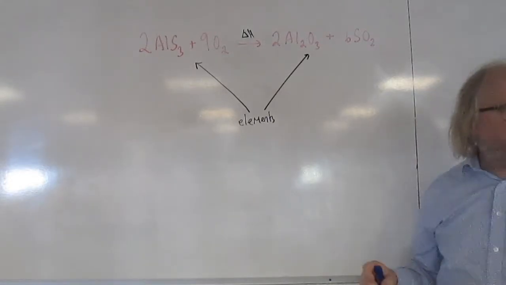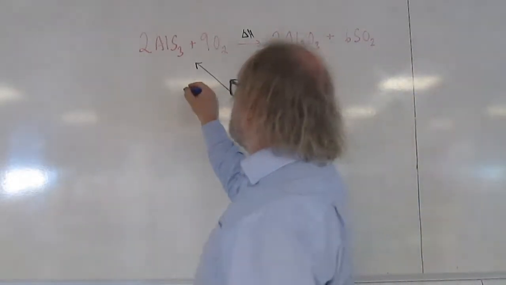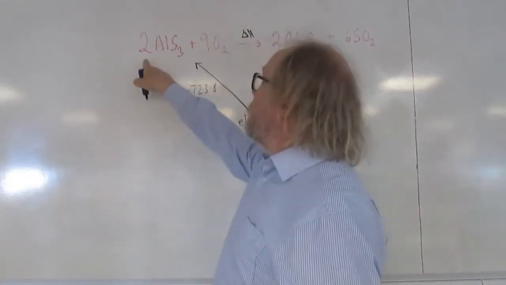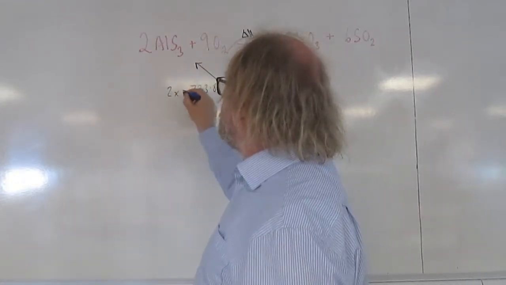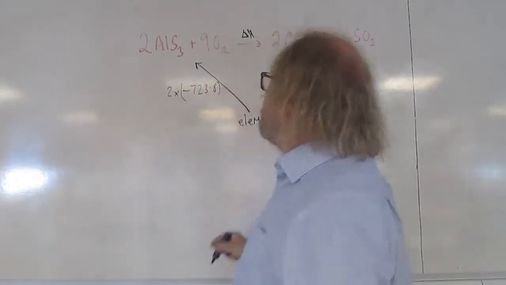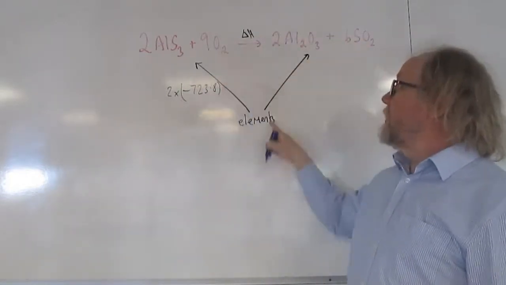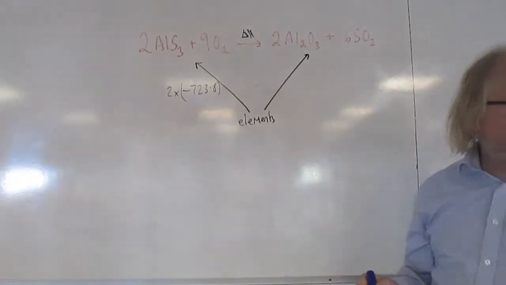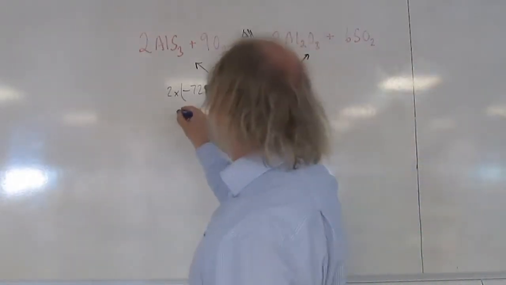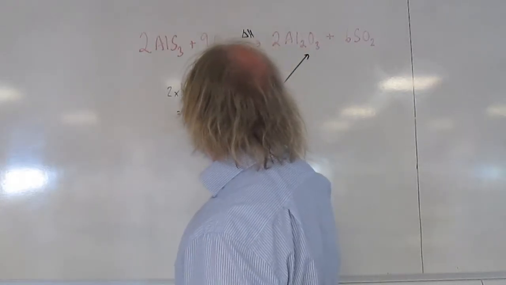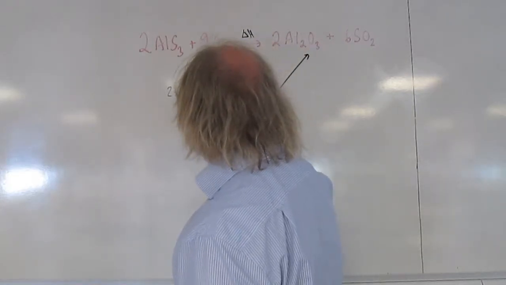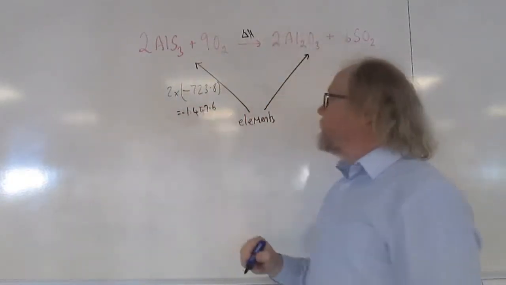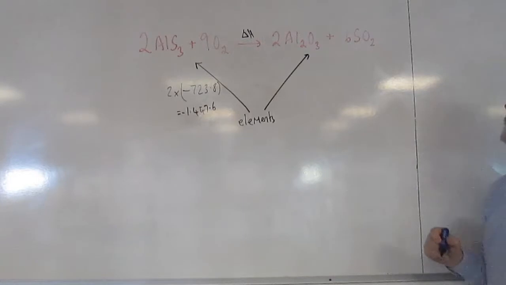So the numbers it gives you, minus 723.8 for aluminium sulfide, but you've got two of them, so it's 2 times minus 723.8. The oxygen, well, that's still an element, so that hasn't changed, so no contribution from that, and that comes to minus 1447.6. Okay, so minus 1447.6 going that way.